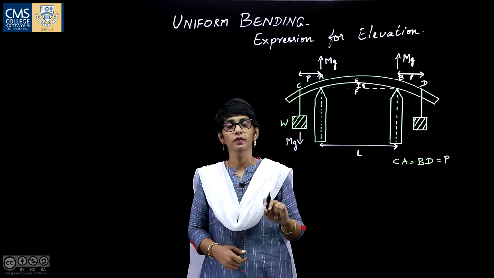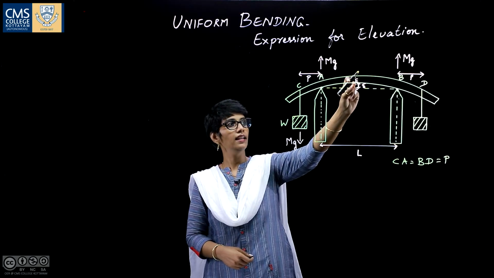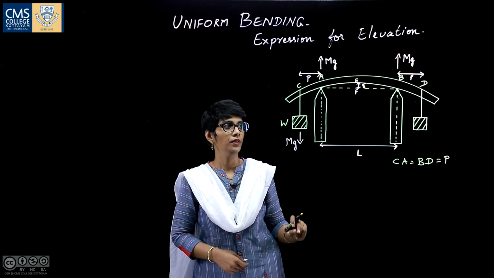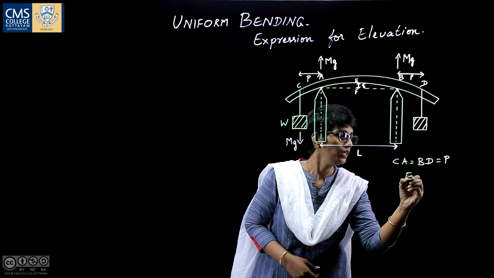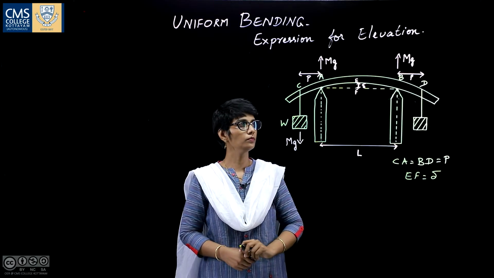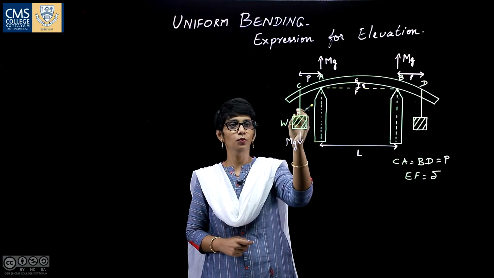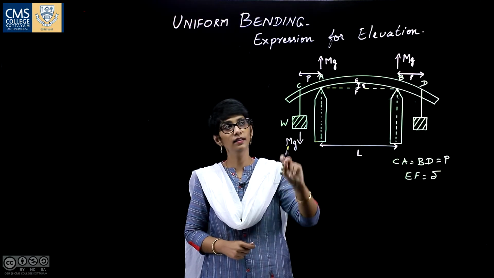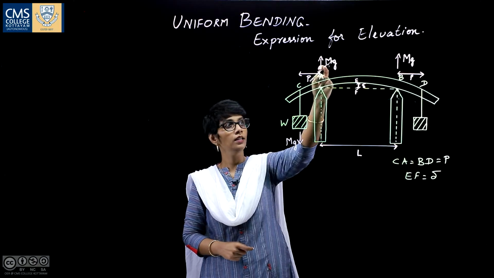Because of the load at the ends, the beam starts bending and we can see an elevation at the midpoint. Let this elevation be delta, and we are going to derive the expression for this elevation. So EF is the elevation. If we take this portion of the beam, the external force acting vertically downwards is mg, and the reaction on the knife edge is acting vertically upwards and it is also mg.